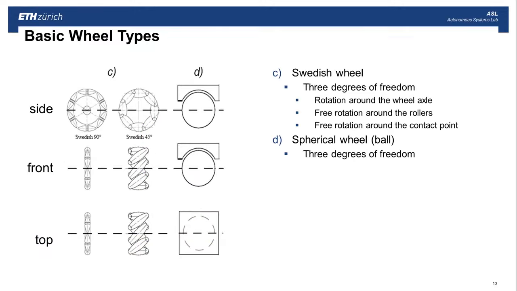The final wheel that we'll look at is the spherical wheel here, and this of course has 3 degrees of freedom because you can rotate essentially around any axis.